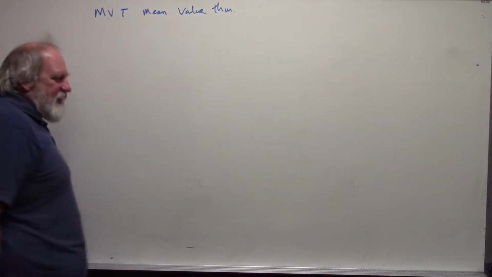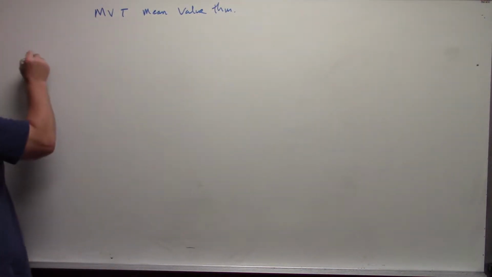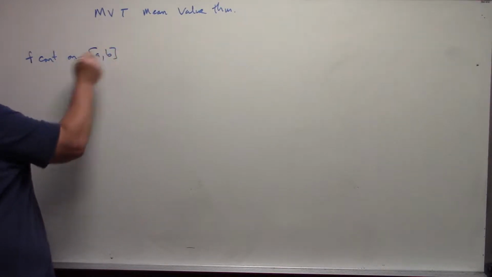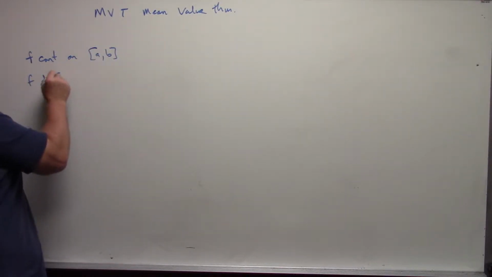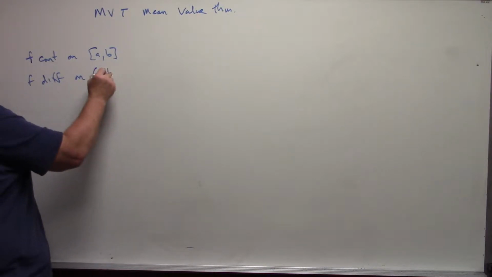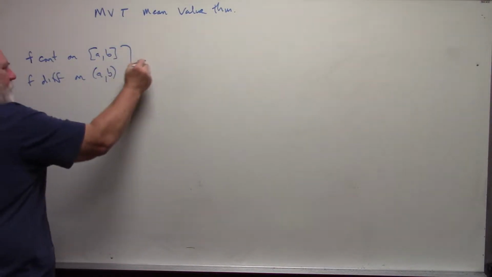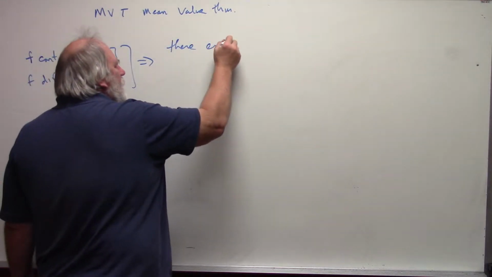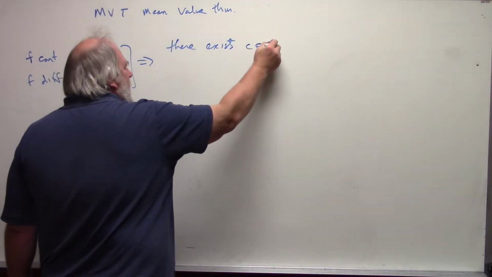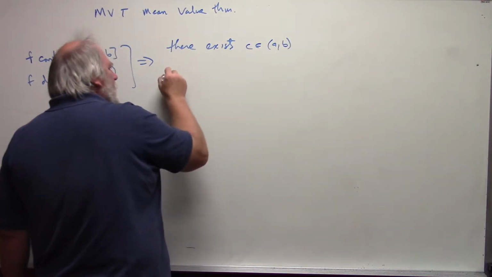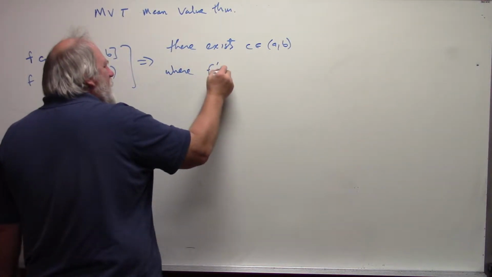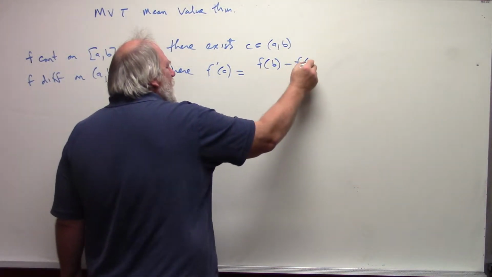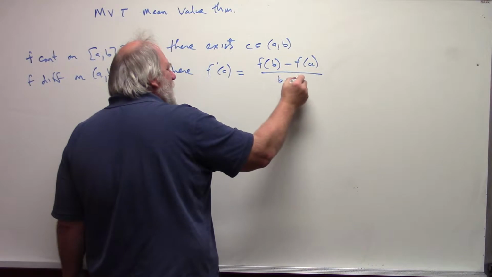Mean value theorem says if f is continuous on the closed interval [a, b] and differentiable on the open interval (a, b), then there exists some c in the open interval (a, b) where f prime at c is equal to f of b minus f of a over b minus a.